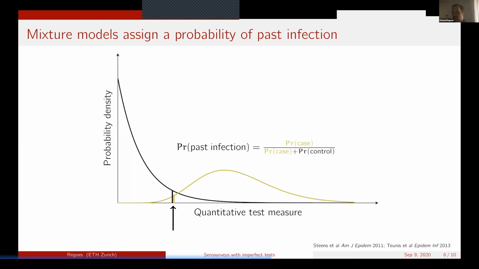And just to be very brief about the statistical merits of these mixture models, they are superior to the cutoff-based models in terms of bias and in terms of confidence intervals. And they don't require you to define a cutoff, but I'm not going to show that here for the sake of being brief. But what I'd like to show you are some results that relate to the design of serosurveys that you can extract from this framework.